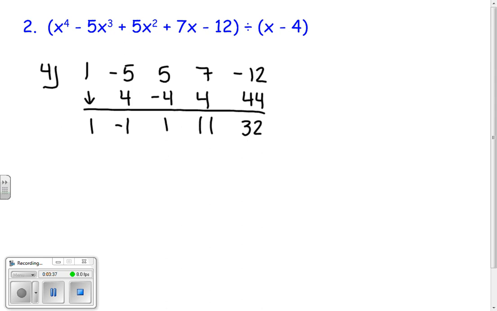Because I started with a quartic, an x to the 4th, my answer will be a cubic, an x cubed. So it's 1x cubed minus 1x squared plus 1x plus 11, with a remainder of 32.